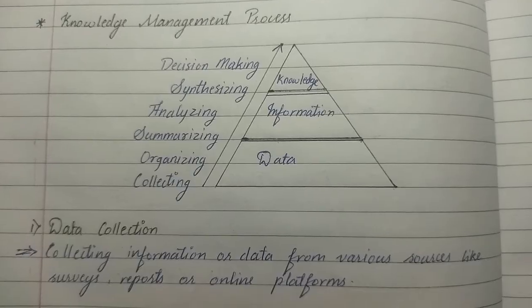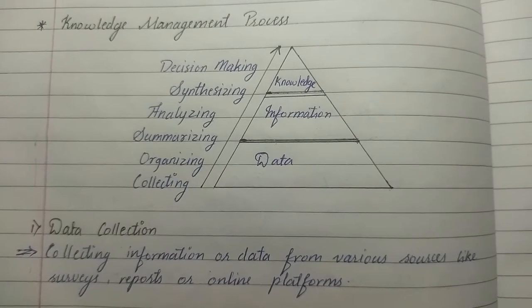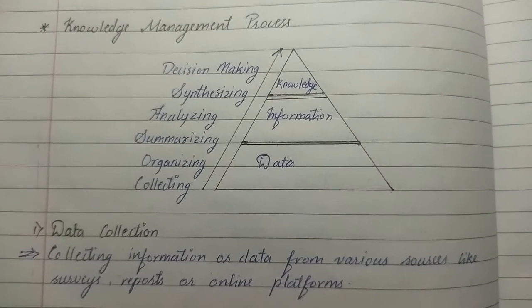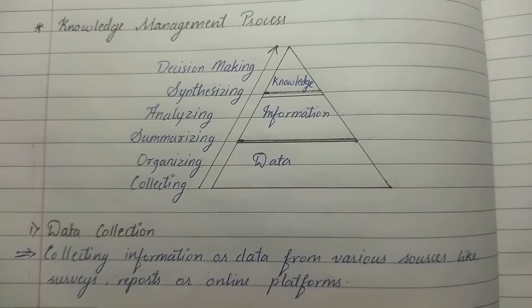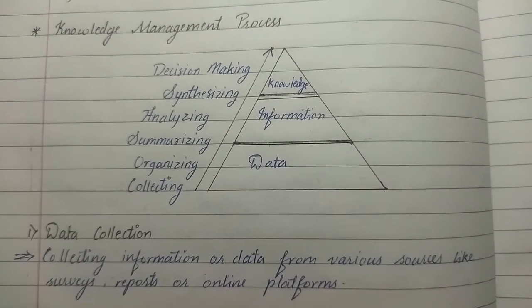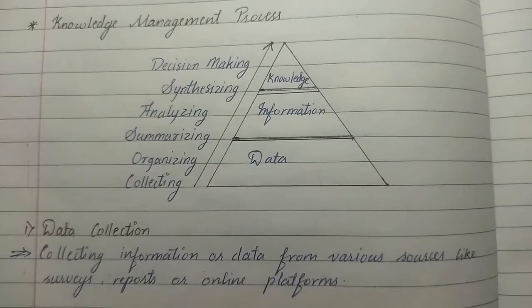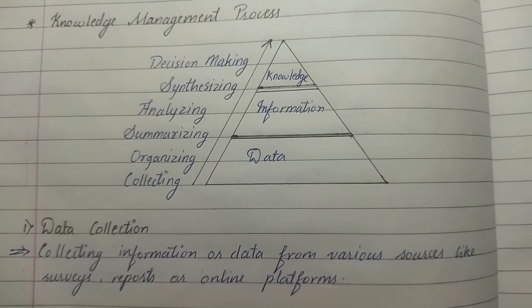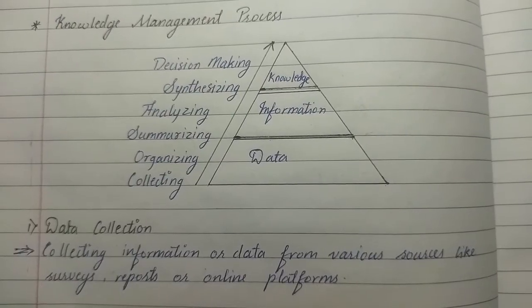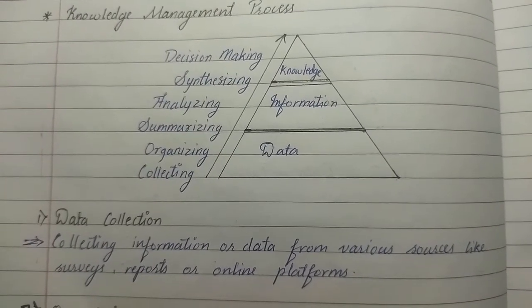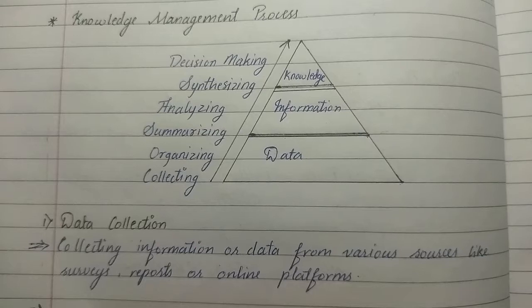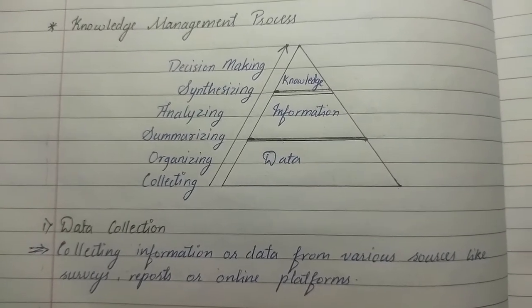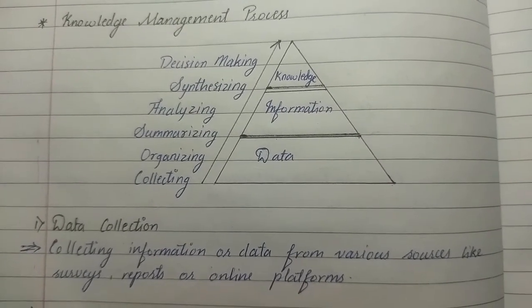After information it goes to knowledge, that is decision making and synthesizing. It means we collect the data at the first step, then organize the data, and then after organizing we create a summary of the data, and finally we analyze and convert it into information, and this information is further considered as knowledge, and then we synthesize that and we use that knowledge to make decisions.